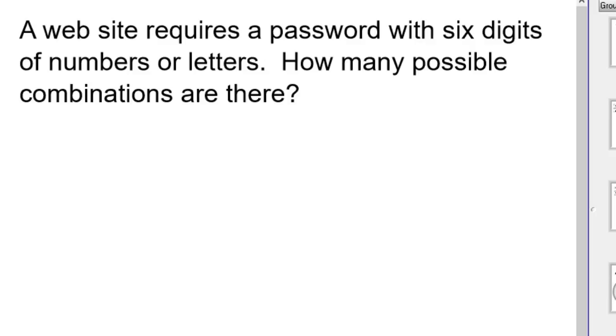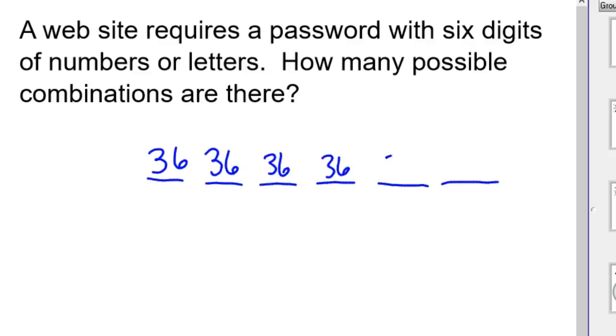This one's a little more complicated because you've got more symbols to deal with. I like to also look at this in the slot method. So there's 6 characters: 1, 2, 3, 4, 5, 6. Maybe digits is a bad word to use there. In the first character, there would be 36 possibilities because there are 10 numbers and 26 letters. And then there are 36 here, 36 here, 36 here, 36 here, and 36 here. You multiply all those together, and there are 36 to the sixth power combinations, which is going to be a very huge number. You can get your calculator out and find that.